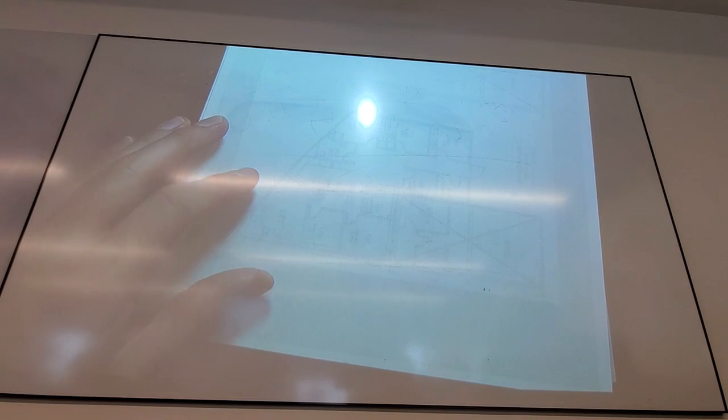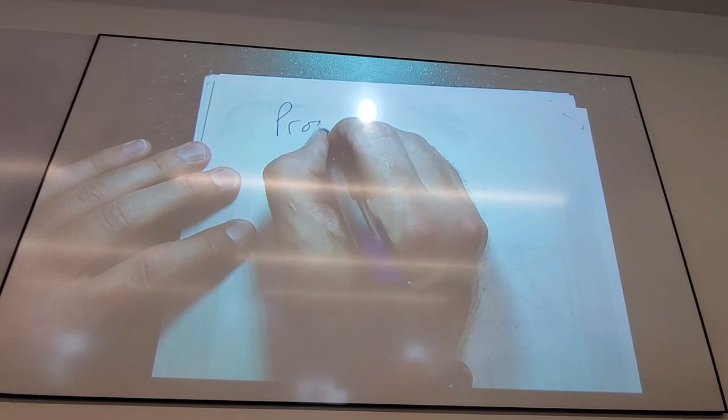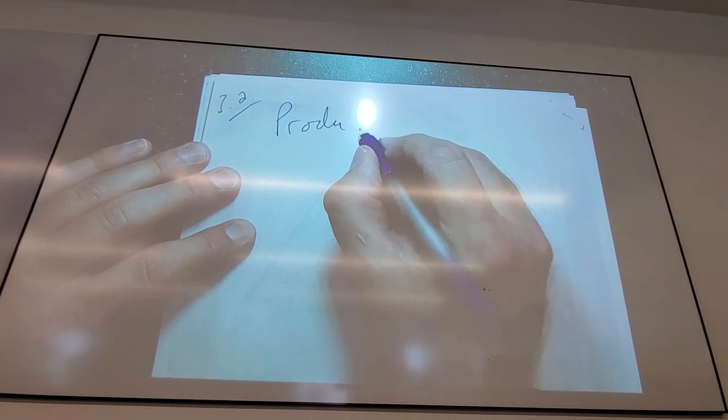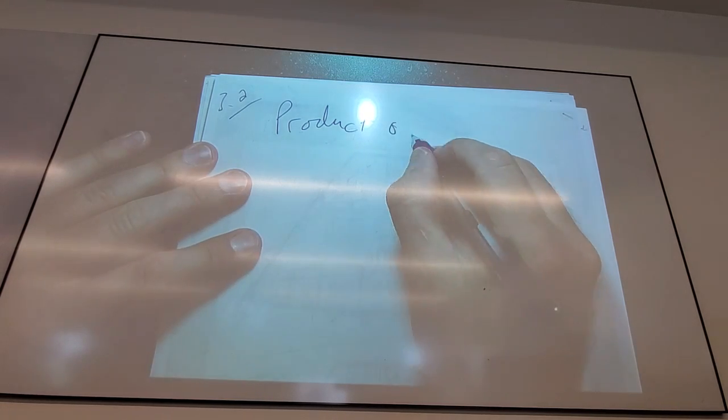So, we're going to investigate what happens if I have the product. This is 3.2. The product and the quotient. So let's start with the product. Product of two functions.